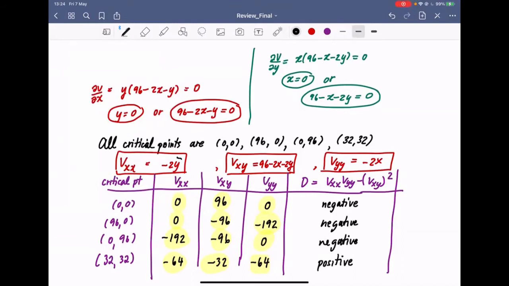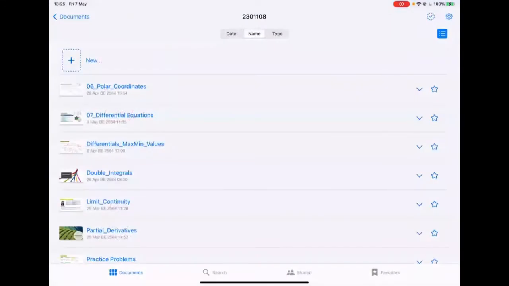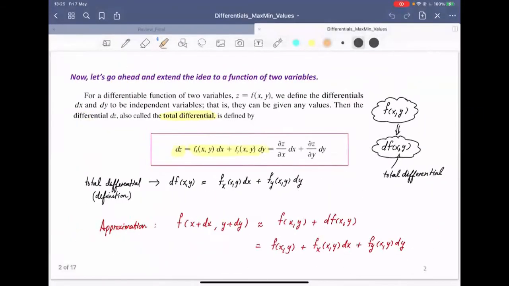So you get here that your D is going to be negative here, negative here, negative here, and 64 squared minus 32 squared, so you get a positive thing here. So if you go back to the theory part, you can figure out which one gives you the maximum. So I'm going to go back to the theoretical part, what we just did in class.